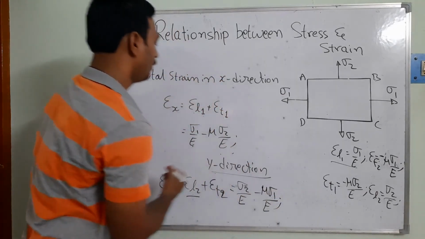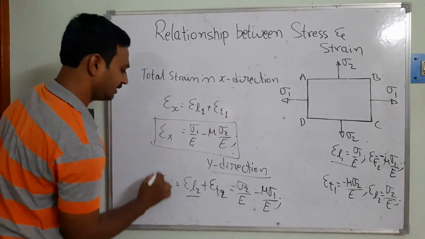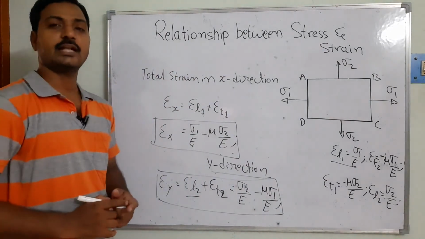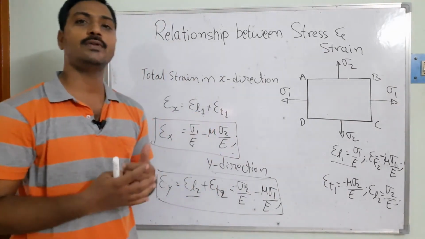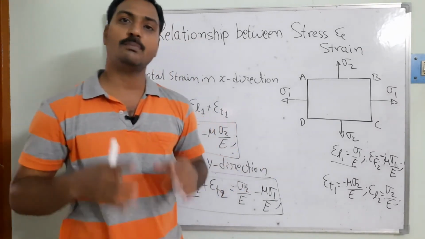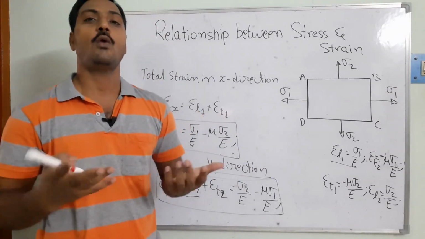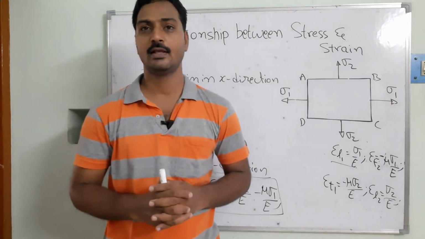So this way we are finding the relationship between your stress as well as the strain. In the last video we have seen the stress and strain relationship in a one-dimensional object. In the next video we will see the three-dimensional objects when they are subjected to mutually perpendicular stresses on the member. Then we will see what is the relationship between the stress and the strain. So thank you.